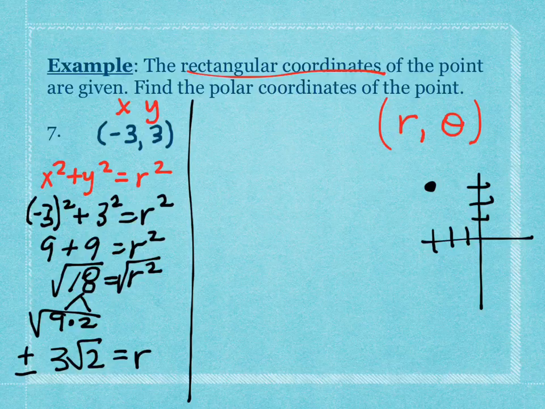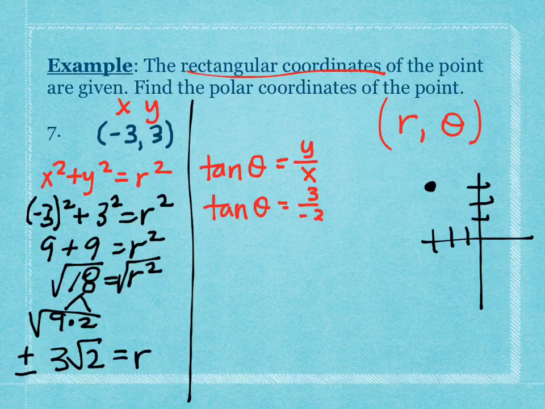Theta, though. Theta had another formula, right? About tangent. The formula I have for theta says that the tangent of theta equals y over x. So I don't know theta, but I know y and x. What is y? 3. And x? So tangent of theta is actually equal to -1.